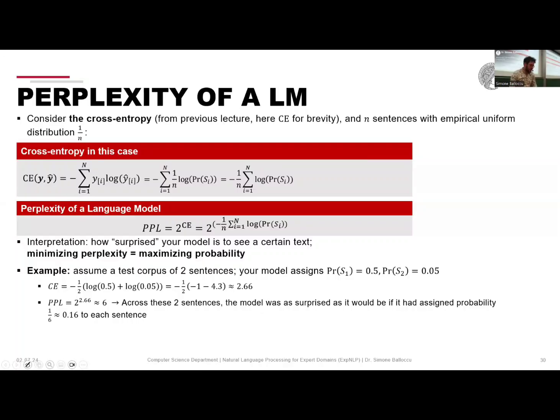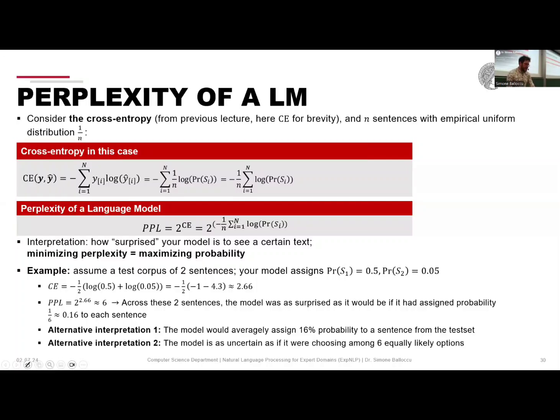Another equivalent interpretation: the model will on average assign 1/6 probability to a sentence from the test set. Another interpretation is that whenever your model is predicting the next word, or assigning the probability, it is confused among 6 equally likely options. Is this good? Is this bad? I don't really know, because in theory you cannot get perplexity 1, because then the model will probably overfit and just learn the test set. But also the test set is not trained on, so you will never get perplexity of 1.